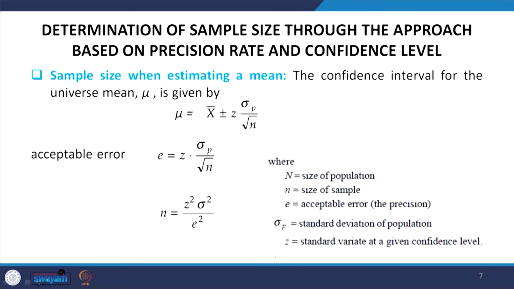Now, let us analyze the mathematical approach of understanding the precision rate and confidence level, and accordingly we can define the right number of samples. The sample size can be determined based on the standard formula. Now, let me proceed to an equation from the beginning.